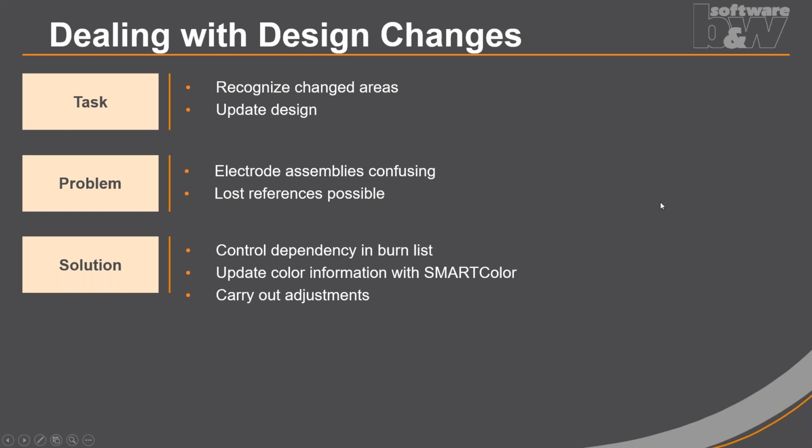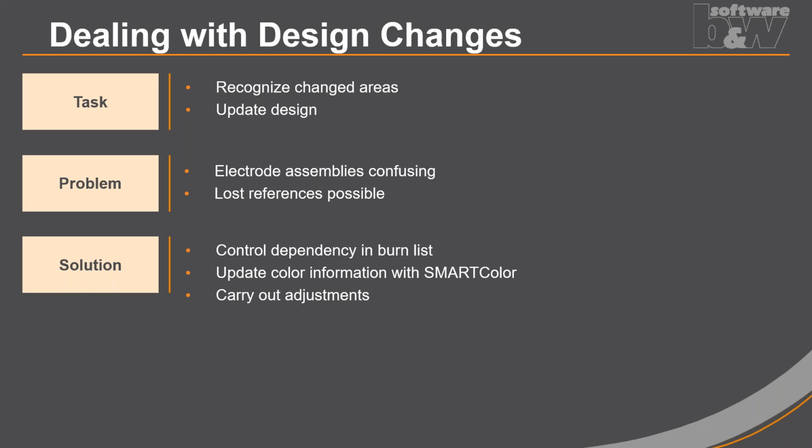So what can we do with those PMI information to help the designer? So the task is we need to recognize changed areas and we need to update the design. But electrode assemblies can be confusing if you have a lot of electrodes and all of the models interfere. And even if you update the model, you may have lost references and therefore failed features you have to fix. So what can you do about this?